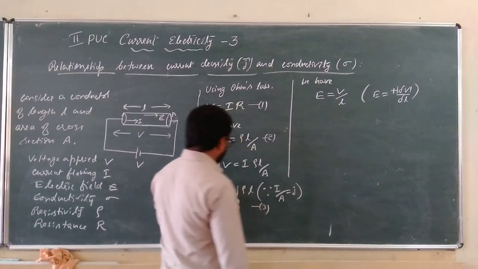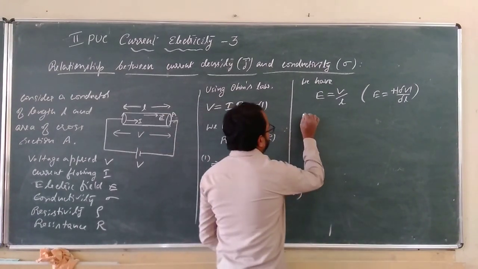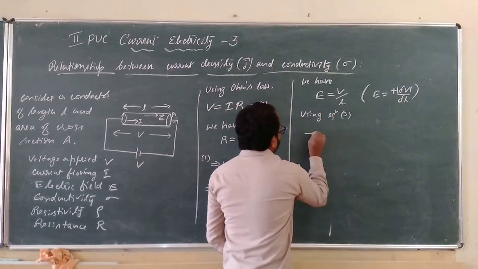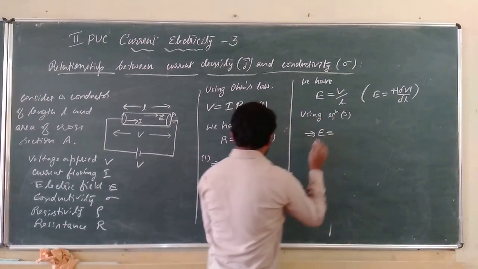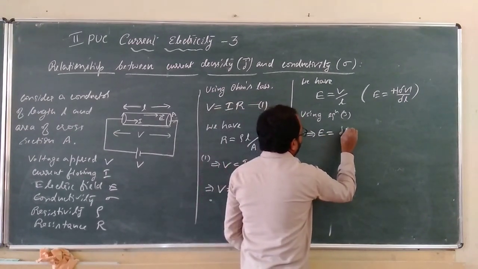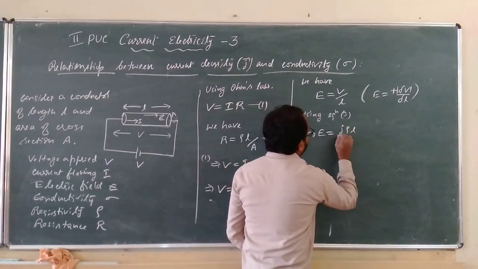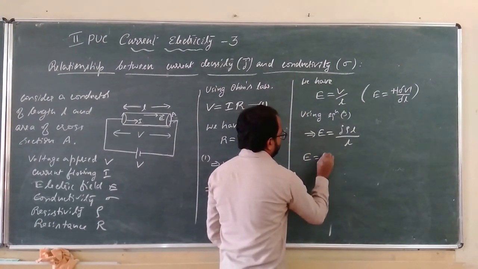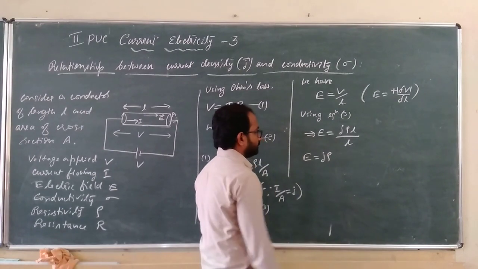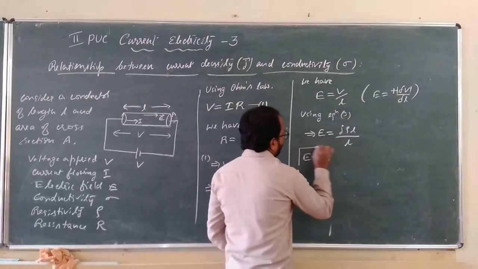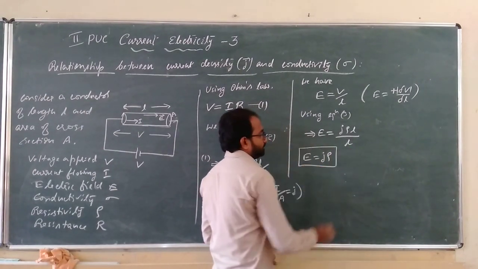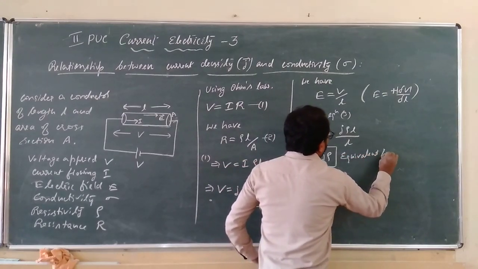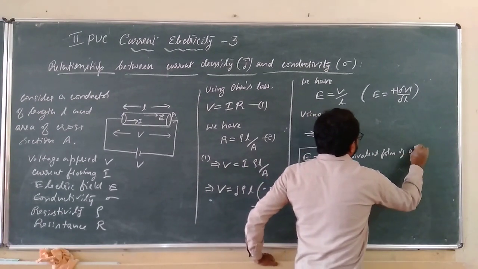Now just substitute equation 3 here. So using equation 3, electric field E is equal to V, which is J rho L, divided by L. So L is getting cancelled. So E is equal to J into rho. See, this is an equivalent form of Ohm's law.